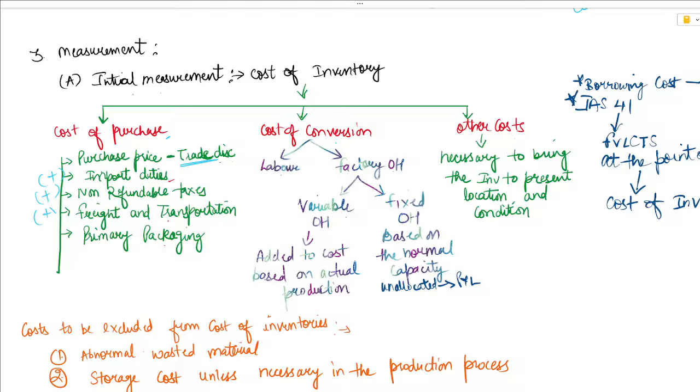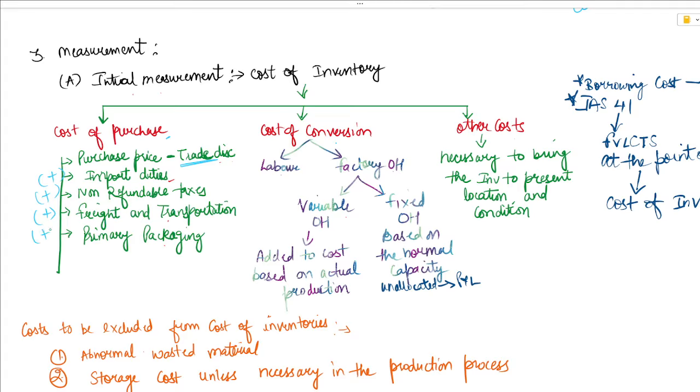Freight and transportation you will include, but only that part of freight and transportation that is required to bring this inventory to our factory, or to purchase the raw material when we are bringing it to our factory, not the cost which you are incurring at the time of sale. That will not be included.